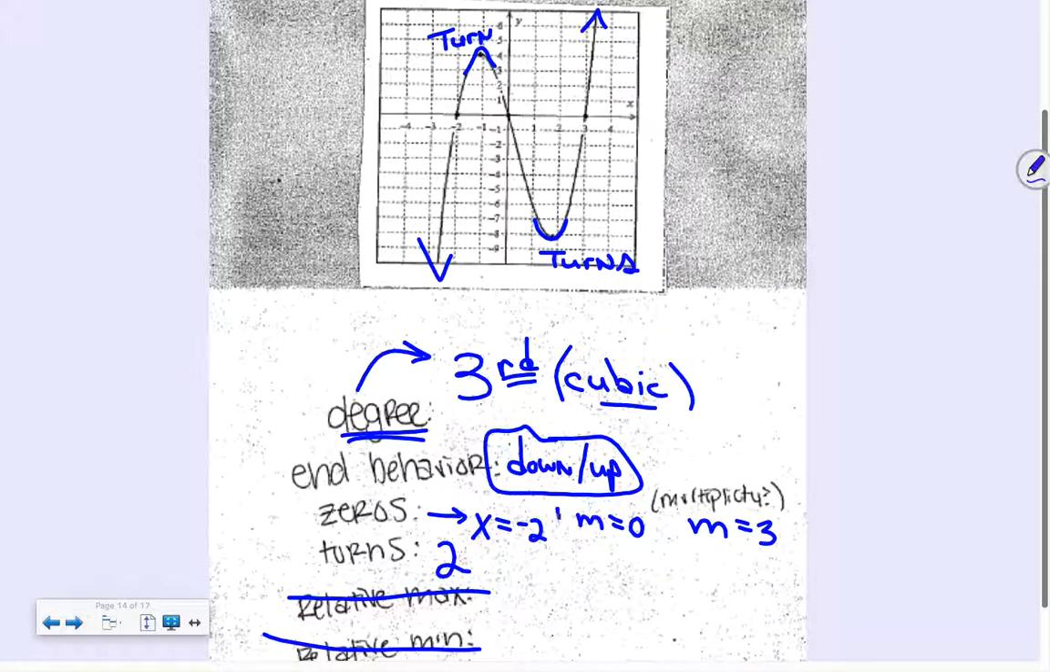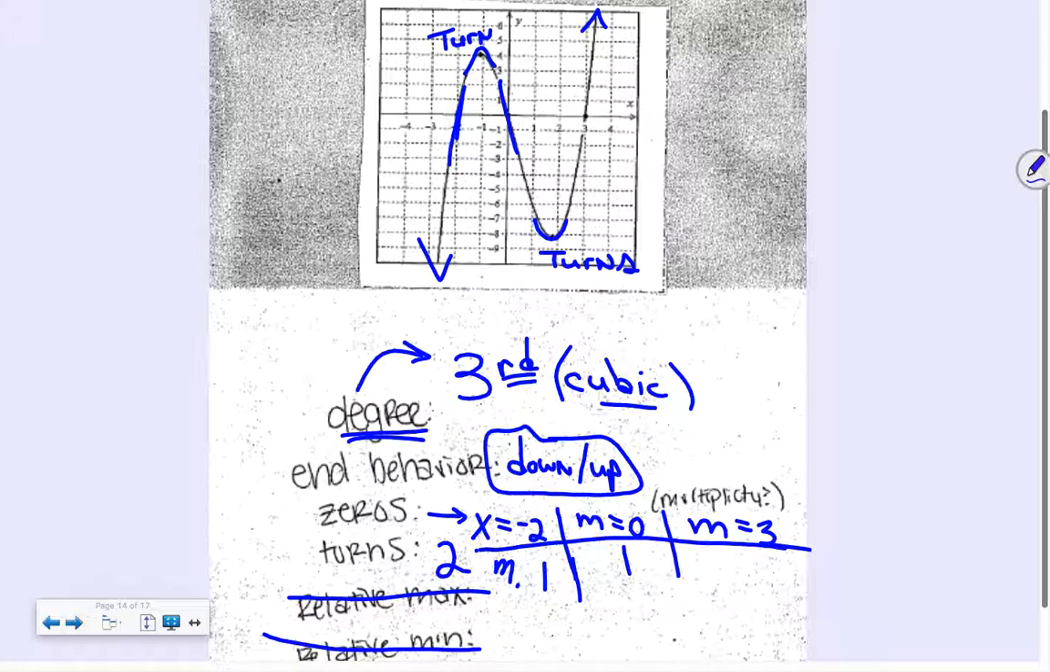Okay, guess what? I also want the multiplicity. So can you give me the multiplicity at -2? Did it cross or did it bounce? Cross. Multiplicity of 1. None of this crosses slowly. Okay, at 0, did it cross or bounce? Cross. Multiplicity 1. Remember, when it crosses, the multiplicity will be odd.